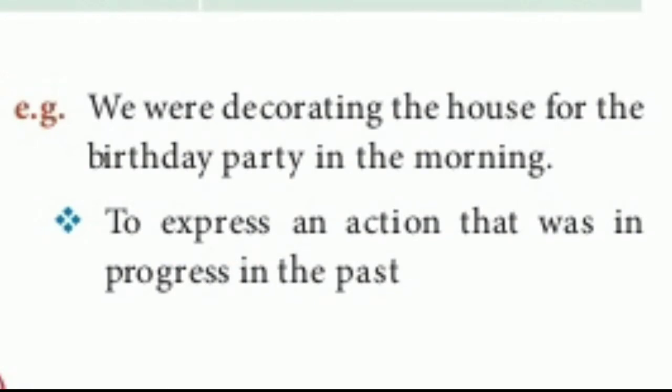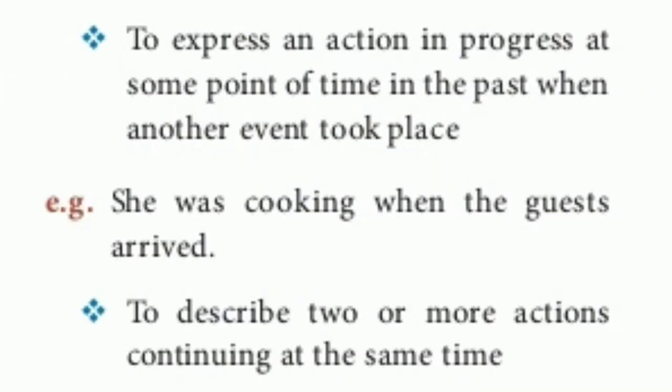Example, we were decorating the house for the birthday party in the morning. To express an action that was in progress in the past. To express an action in progress at some point of time in the past when another event took place. For example, she was cooking when the guest arrived. To describe two or more actions continuing at the same time.